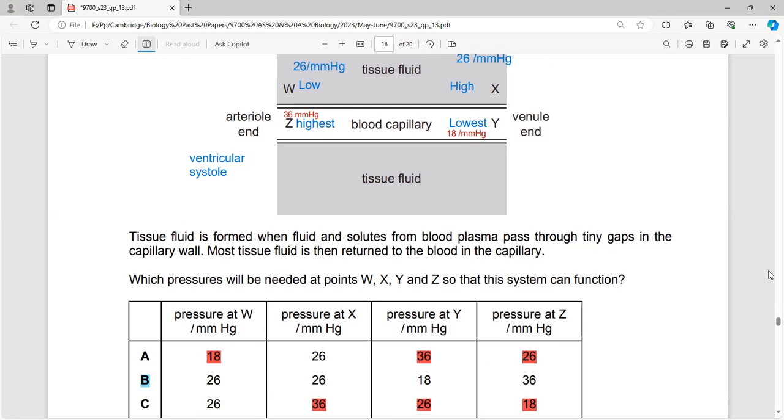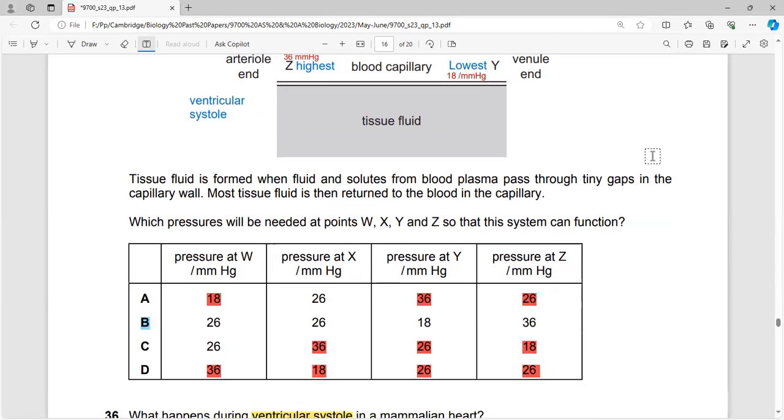So that's the reason behind it, and we're going to solve this question. You can see the pressure at W and the pressure at X have two values, 26 and 26. What about the pressure at Y? It's the lowest value, that is 18. What about the pressure at Z? That is the highest value, that is 36. So in this way, you cannot just learn the concentrations given there. The concept is that the highest pressure will be near the arteriole region and the lowest pressure will be near the venule region. What about the tissue fluid? It has two values with the same common number. So B is our correct option here.